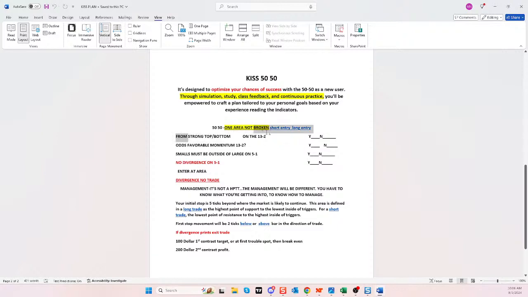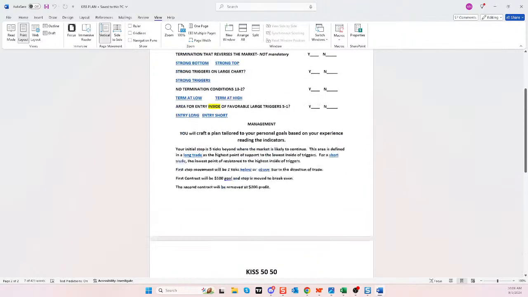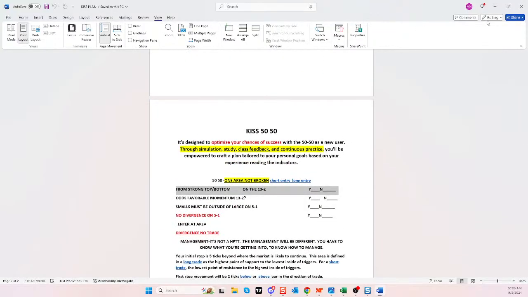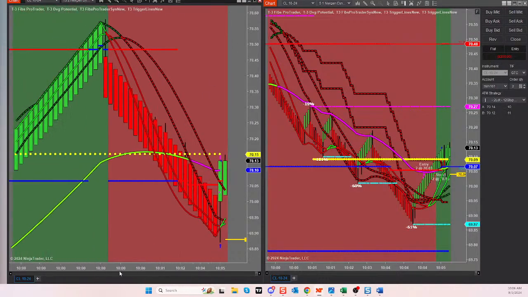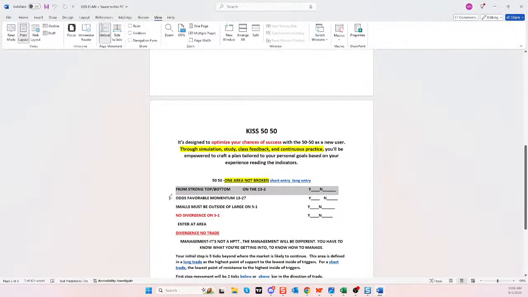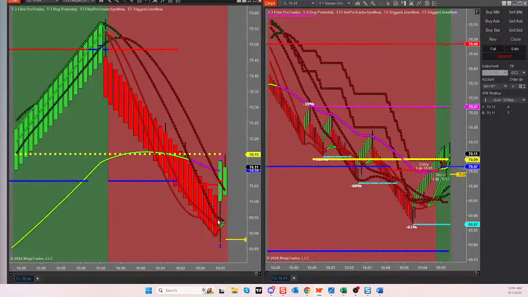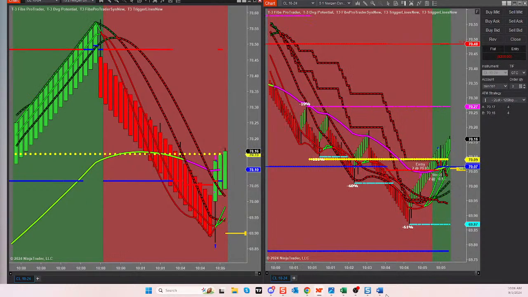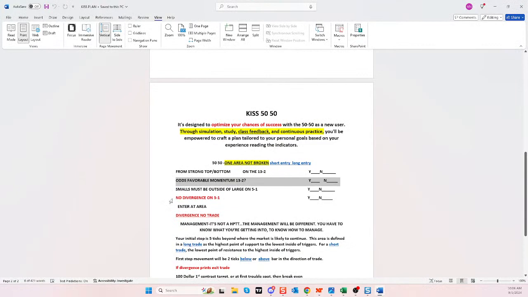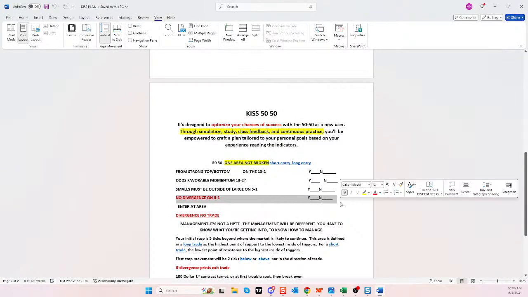So the first thing that my entry rules say when the area isn't broken is, am I coming from one of those termination conditions that created a full reversal, right? We learned about that one in the high probability trend trade. The answer is no, it didn't. My triggers broke through. Did I have odds favorable momentum on the large chart? I sure did. Did I have odds favorable momentum on the small chart? Not quite. But guys, this is the one that I wanted you to get out of this.